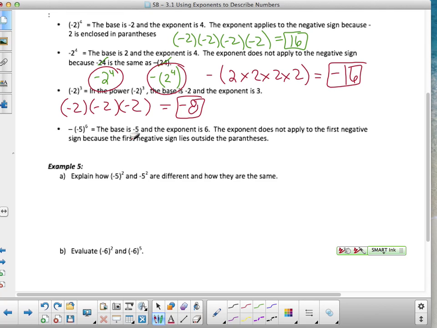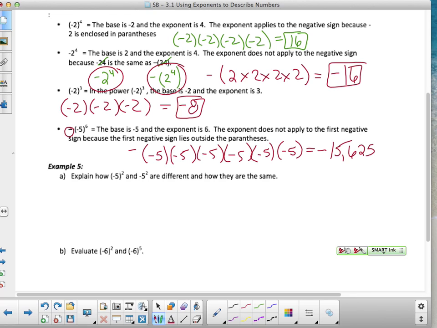Here, if you notice, the base is negative 5, and the exponent is 6. However, the exponent does not apply to the first negative sign, so it needs to stay on the outside. So here, I have my negative sign, and then I have 5, but I have to do this 6 times. So I have 5 times 5 times 5 times 5 times 5 times 5. So in this particular scenario, if I have 5 to the 6th power, I end up with, don't forget the negative sign in the front, negative 15,625.